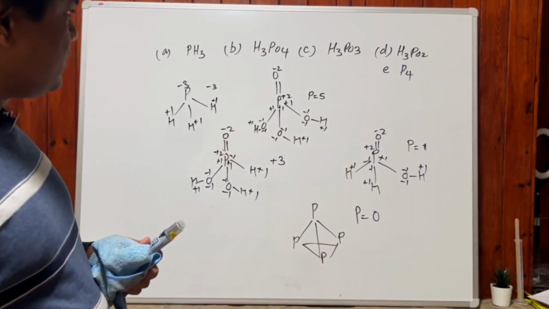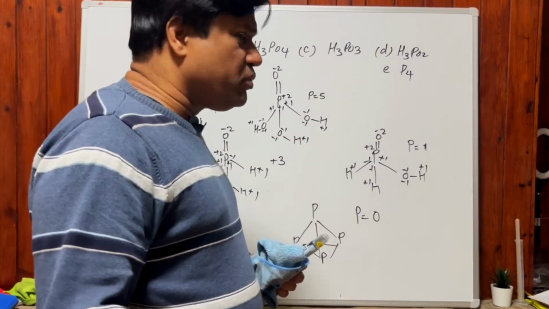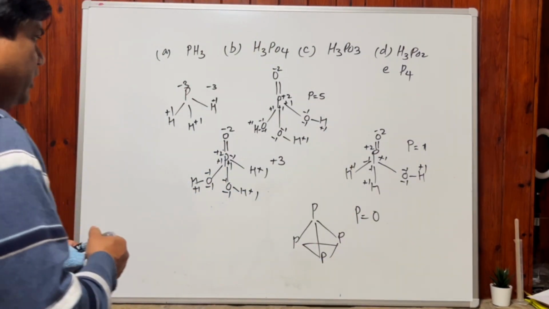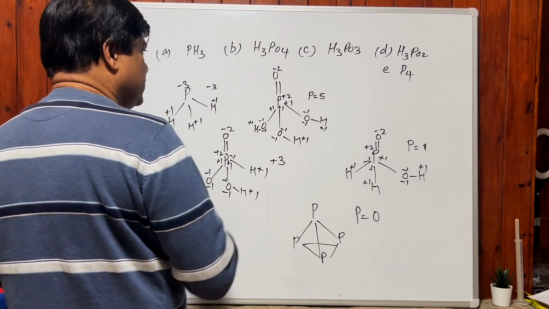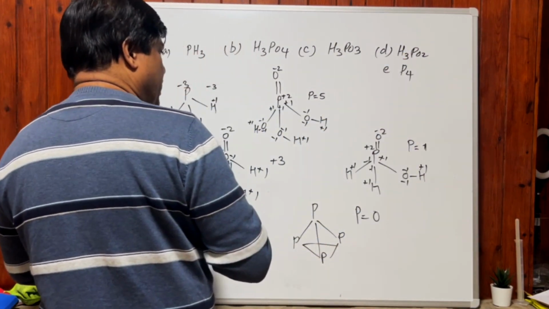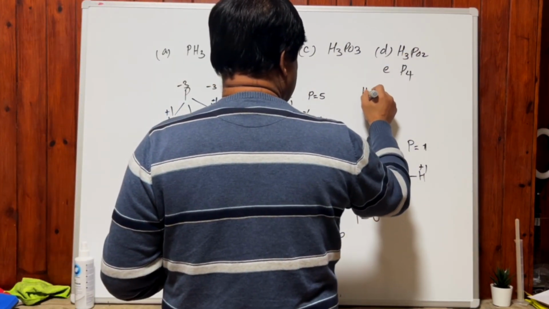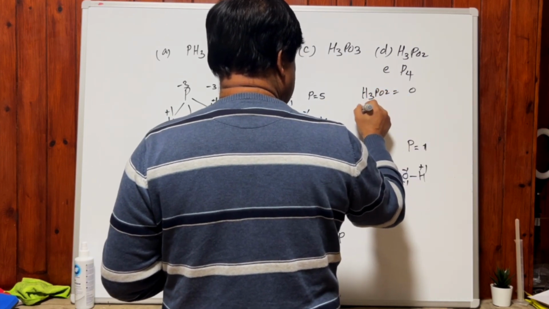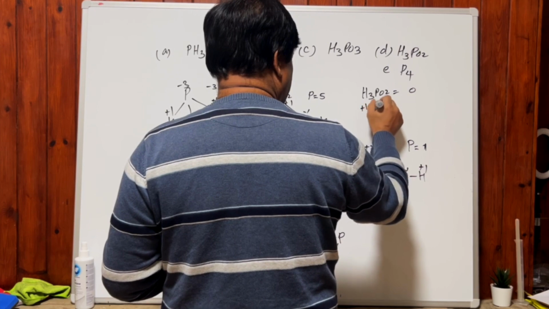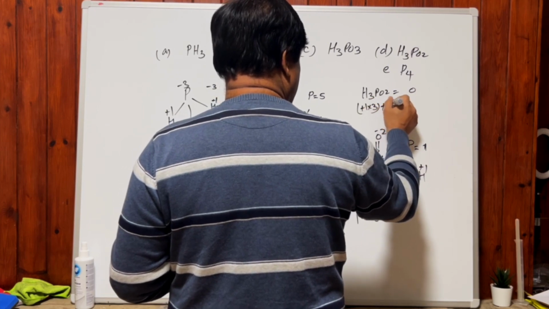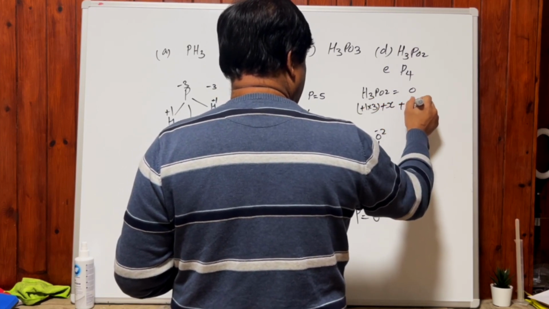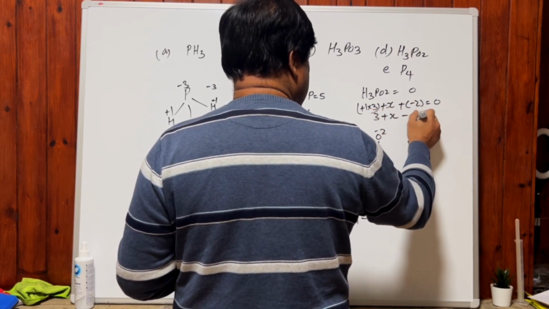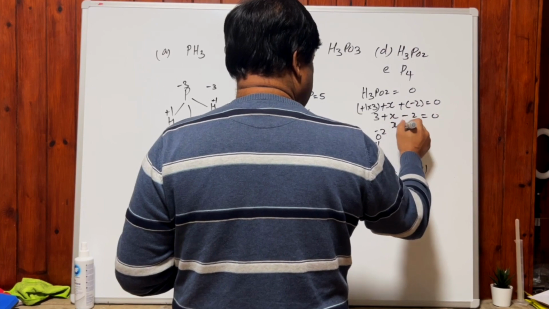Let's do one of the examples by using the formula. H3PO2 equals 0. Hydrogen is plus 1 times 3, phosphorus I don't know, so X, plus minus 2 equals 0. So 3 plus X minus 2 equals 0, X equals 1.